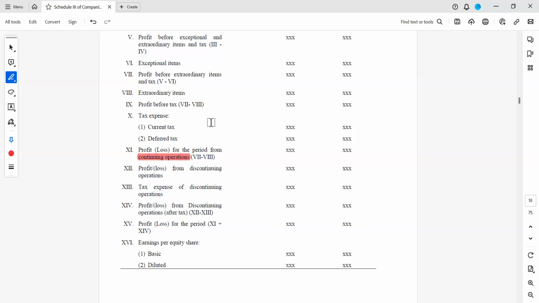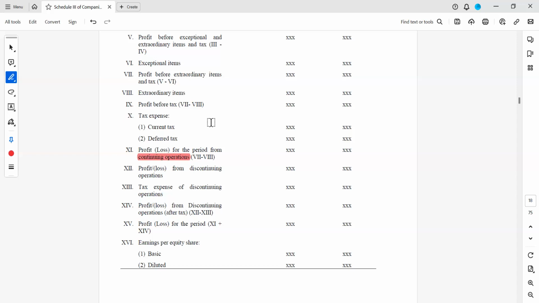If you ask me what discontinuing operations are, suppose there may be a situation where the company sells off one of its processes or one of its profit centers. Like if they have 3 products, they may sell off one product, the manufacturing and selling of one product. Suppose they have 2 buildings where rental income is coming and they are selling one building, then that becomes discontinuing operations.